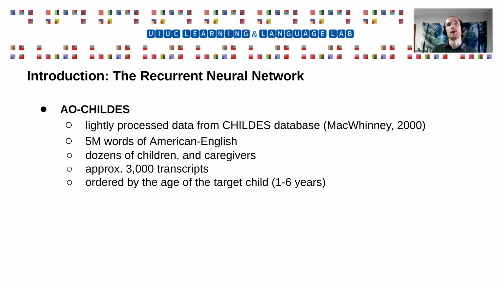Right, so it's about 5 million words of American English. Remember, it includes dozens of children and caregivers, so by far it doesn't have the ability to tease apart individual differences. I've just clustered a bunch of speakers and listeners together here. There are about 3,000 transcripts. Each is a different situation, and importantly is ordered by the age of the target child, from the range of 1 to 6 years.